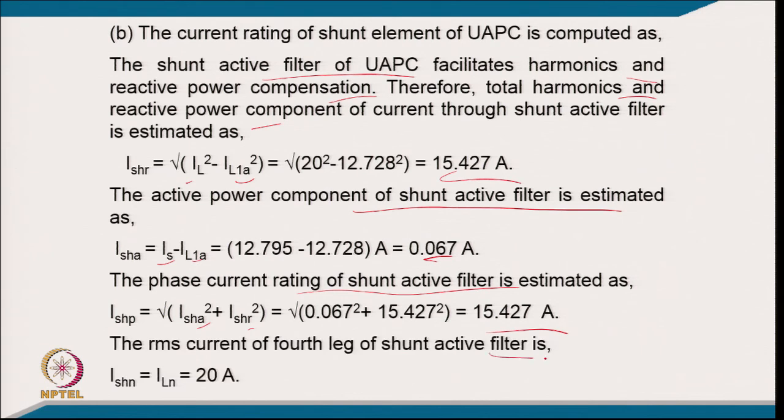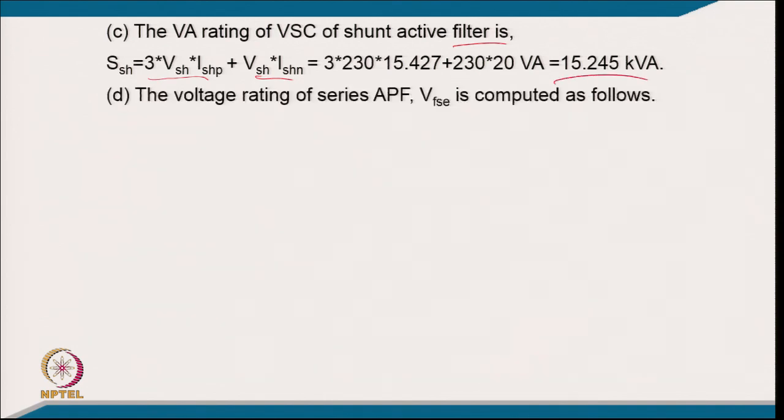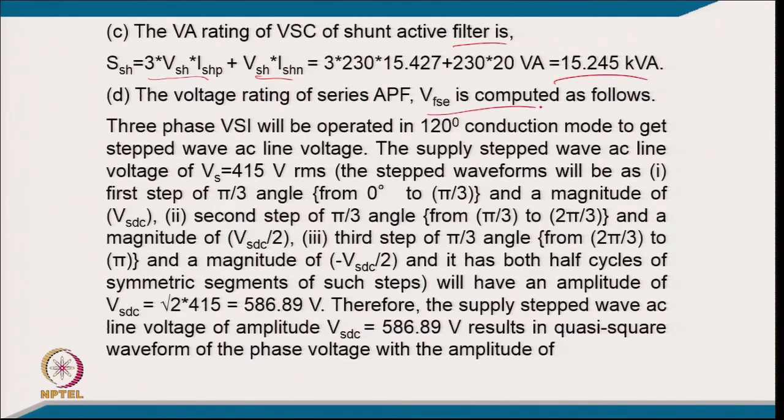and the RMS current of the 4th leg inverter, typically for the neutral current compensation, is same as ISH and equal to 20 ampere, and the VA rating of shunt element will be 3 branches plus the neutral, putting the value it comes 15.245 kVA, and the voltage rating of series active filter VFC is computed as follows.